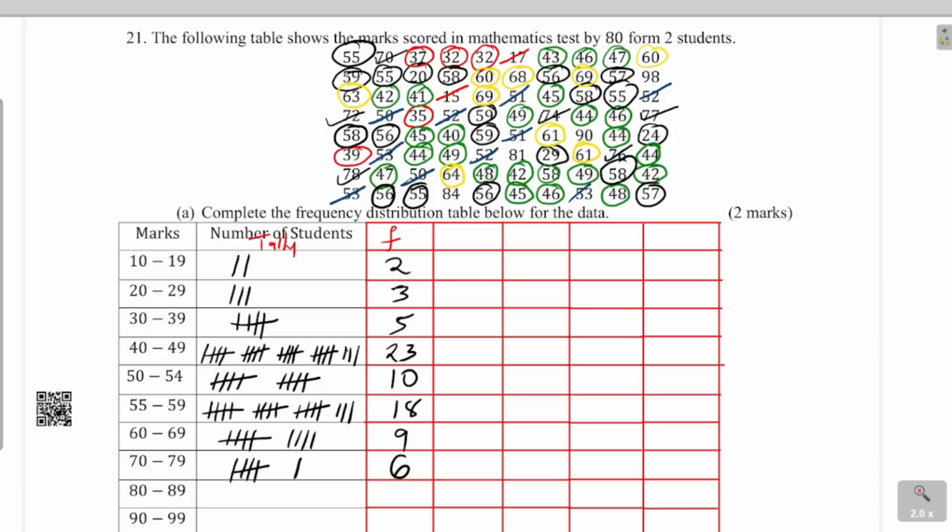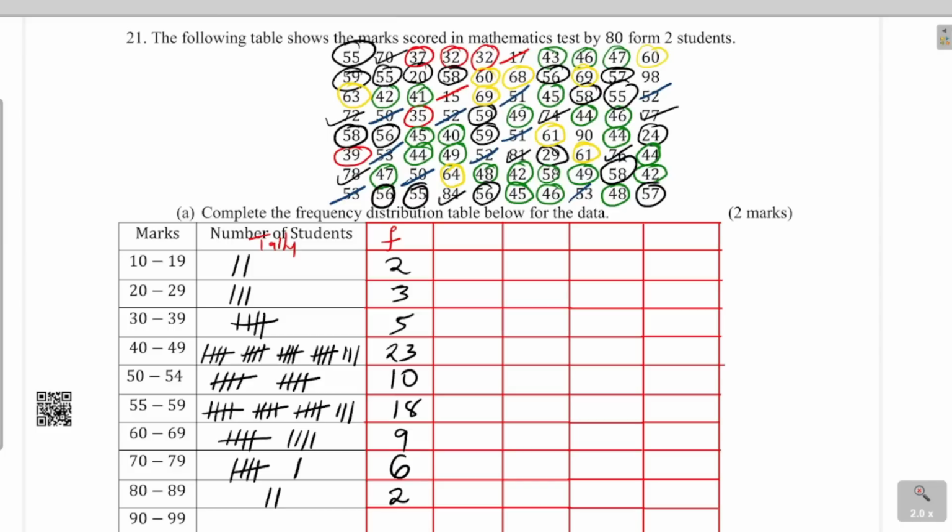Then 80 to 89, let me check. They are now reducing. Check what you don't have. So there is 84, and then there is 81. So there are only 2 for that. So the tally for that is like that.